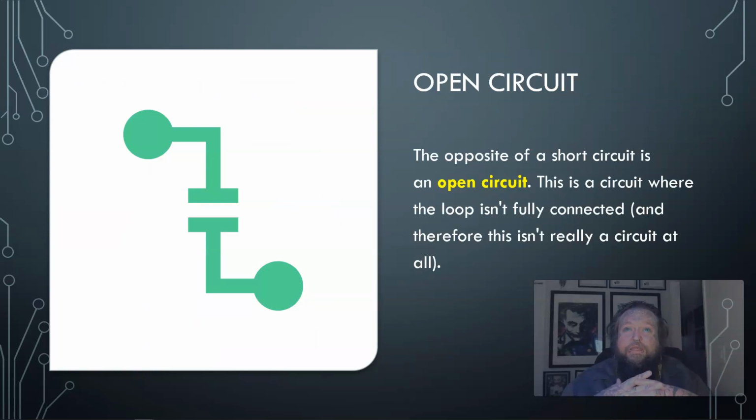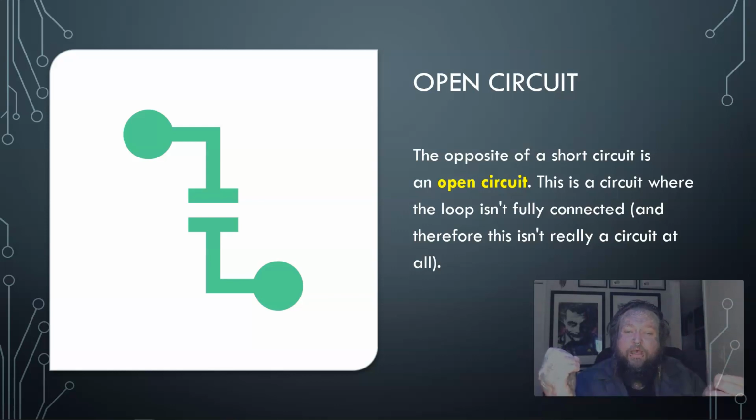Now, another term is an open circuit. It's the opposite of a short circuit. This is a circuit where the loop isn't fully connected, and therefore there's no circuit at all. You have no flow. So remember, you need to have that complete path and that pressure from the positive to the negative, and the flow of electrons, for things to actually be moving.